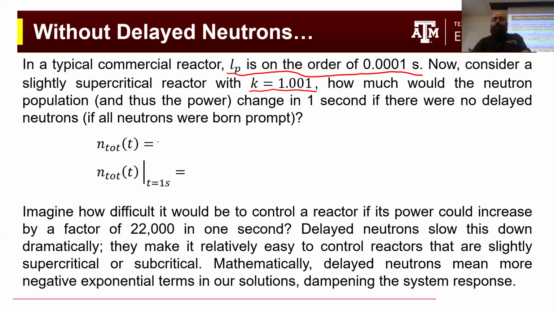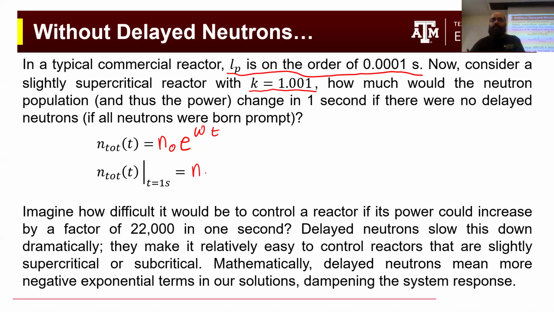We already know that this solution is going to look like some initial value times e to the omega t. I'll just remove the subscript there. We'll just say e to the omega t because there's no delayed neutrons, so there's just one time constant, which I'm calling omega. And then we just found what omega was. So if our system started with some initial number of neutrons, n sub zero, we can plug in our time constant, plug in t equals 1, and see how much the initial population has grown in this 1 second of time.